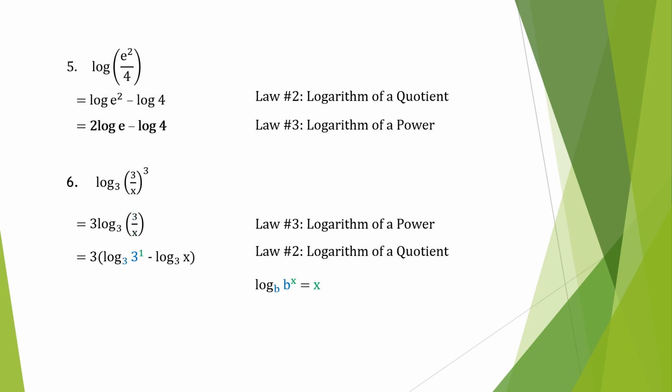Take note that logarithm base b of b raised to x is equal to x. So we have 3 multiplied by the quantity 1 minus logarithm base 3 of x. Next, let us apply distributive property. So we have 3 minus 3 logarithm base 3 of x.